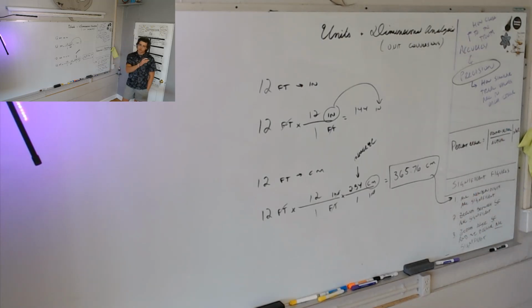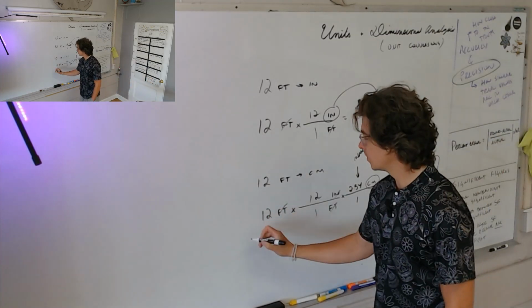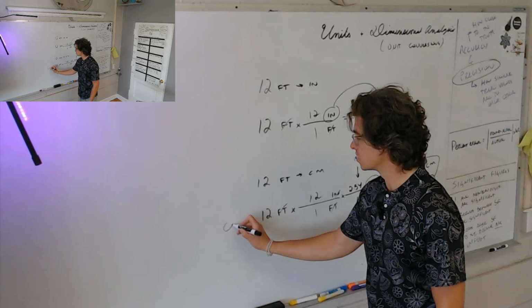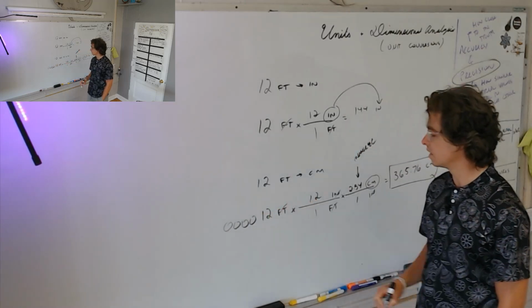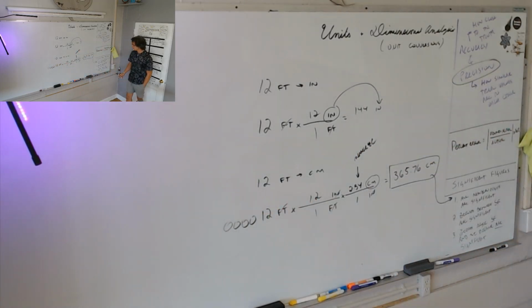So really the only ones we ever worry about whether they're significant or not are zeros. Let me show it to you this way. If instead of giving the number 12 feet, what if it was 0.0000012 feet? Does that change it at all? No, because those zeros are neither between significant figures nor after the decimal.